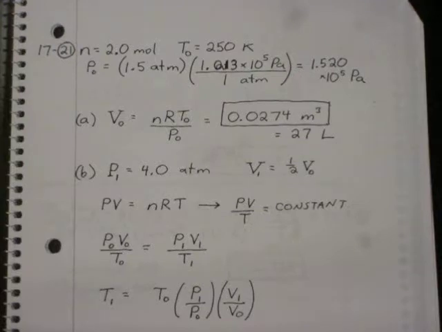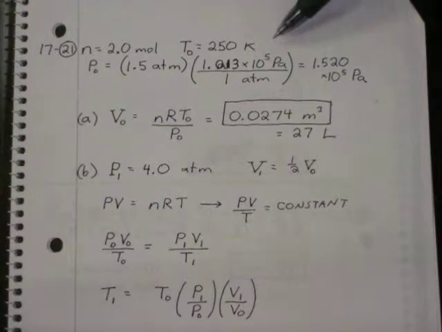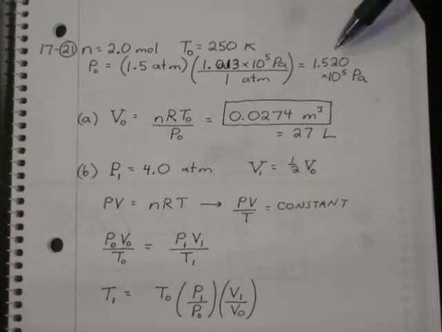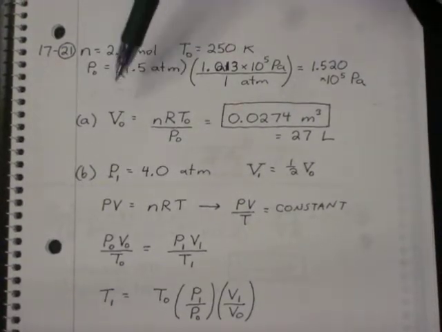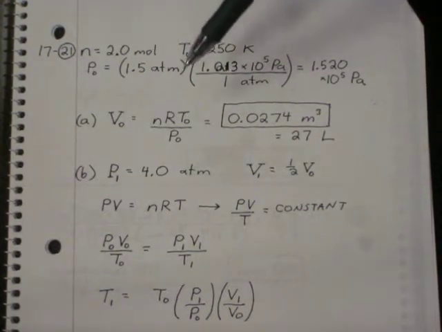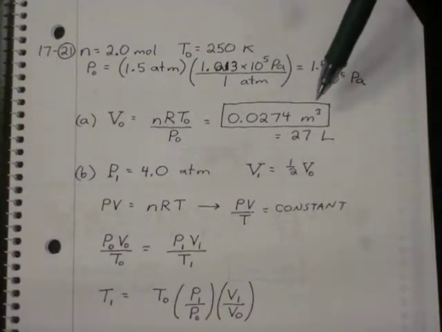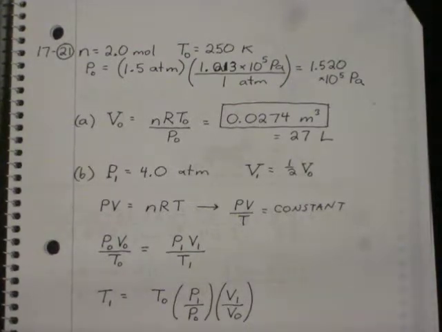All right. So we have n, we have the initial temperature, we have the initial pressure. It says 1.5 atmosphere, but I want this in MKS units. So I'm going to multiply by the conversion that 1.013 times 10 to the 5th pascals is an atmosphere. And we should get 1.520 times 10 to the 5th pascals. Question A asks for the initial volume, and so I'm solving for V naught, given T naught and P naught. Using the ideal gas law, solving it for V, we get nRT over P, and I get 0.0274 cubic meters. I've converted that to liters, so it's 27 liters.